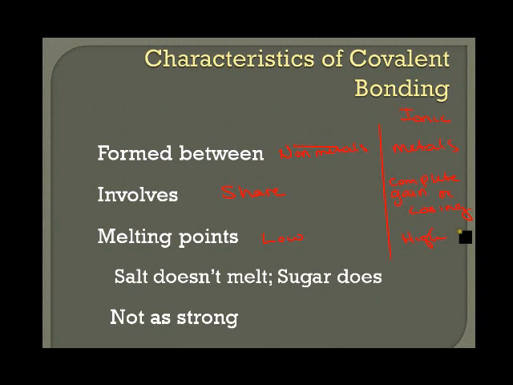One way to remember this is that salt, NaCl, an ionic compound, doesn't melt. You can't melt that on your stove. However, it is possible on your stove at home to melt sugar, a covalent compound. This leads us to believe that covalent compounds are not as strong as ionic compounds.